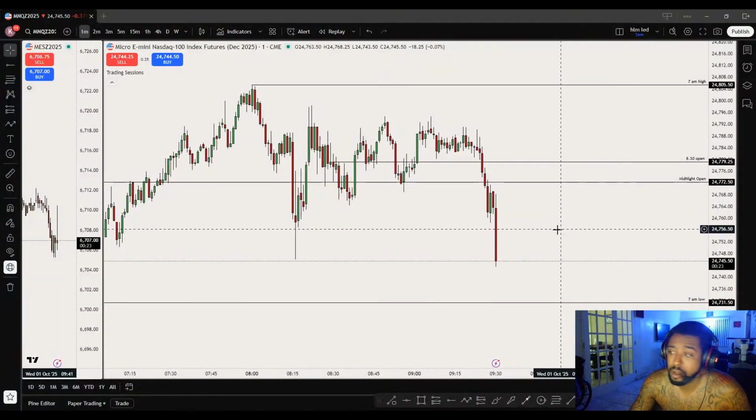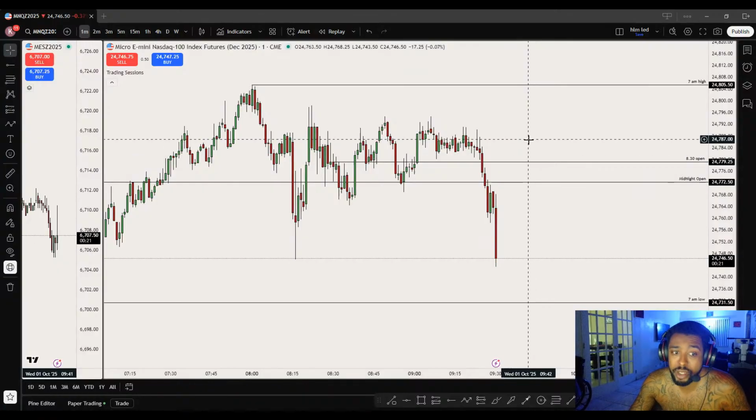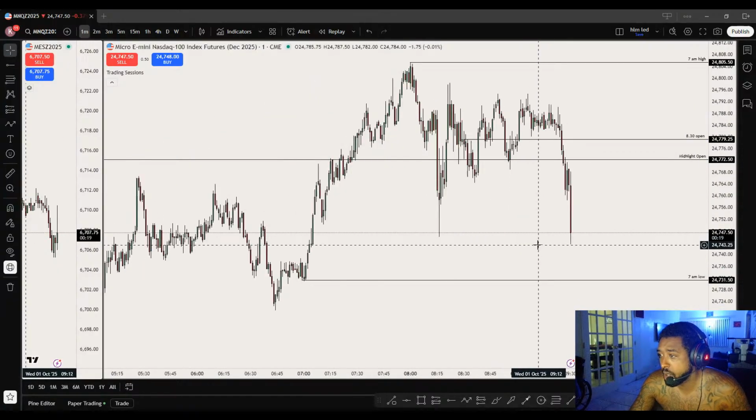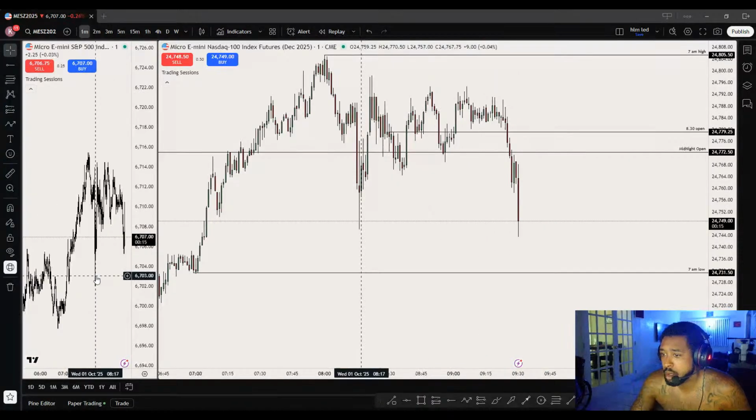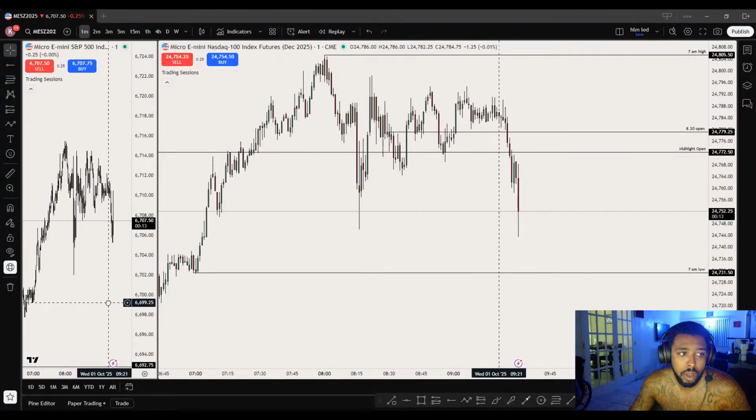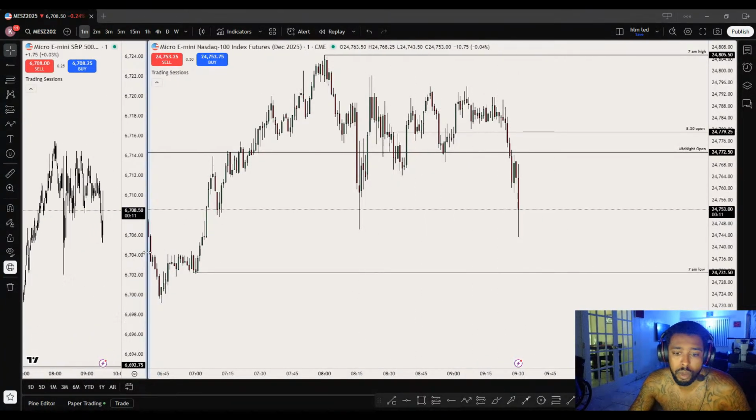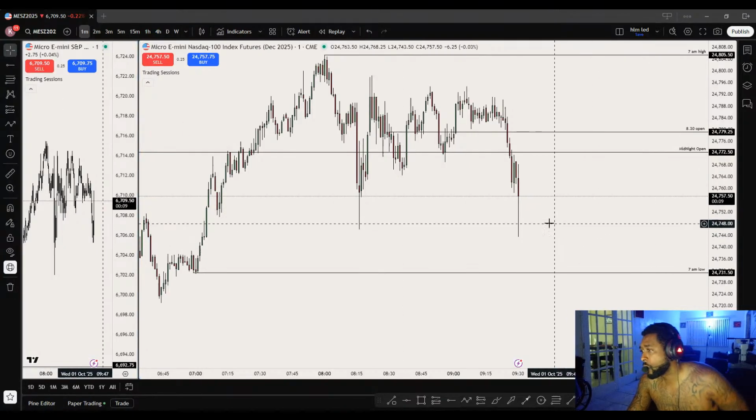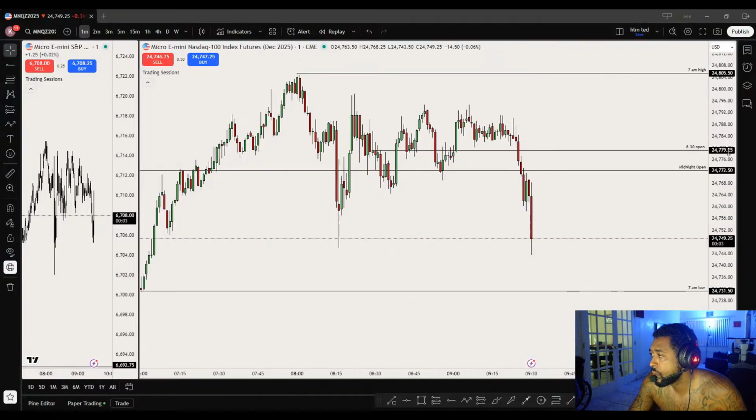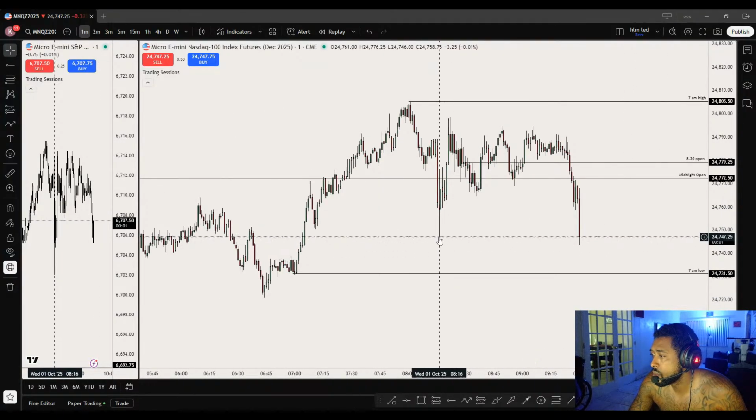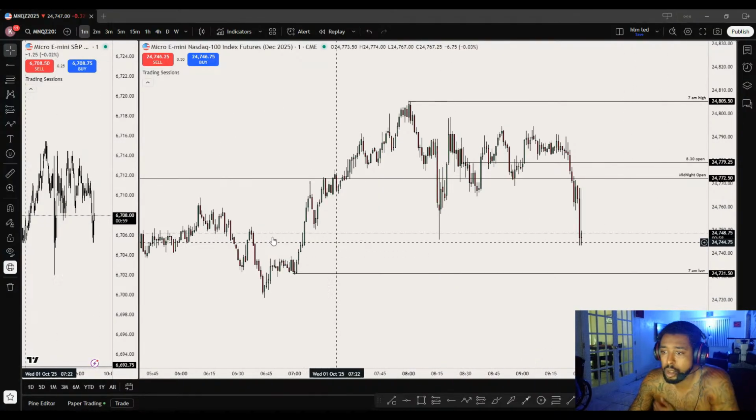But like I said, if I'm looking for the market to go up, I want to see it go down first. So you see we're already getting what we were expecting. So market open is 9:30. This is the 9:30 candle right here. So we swept out this low.